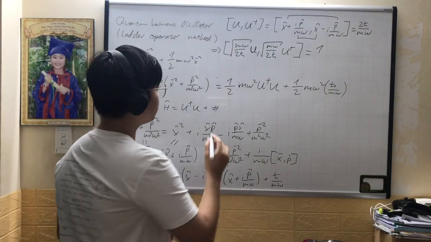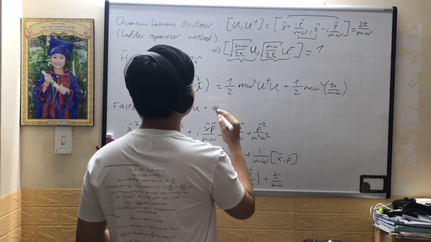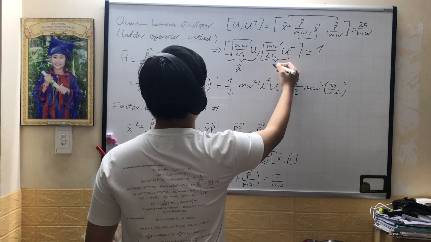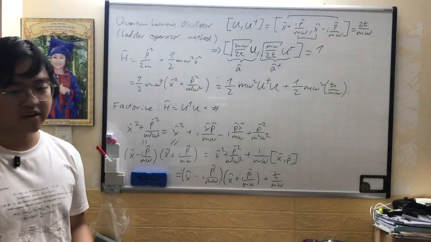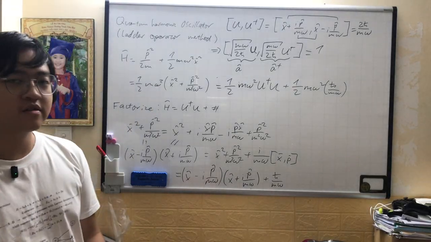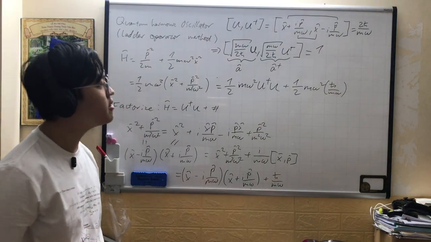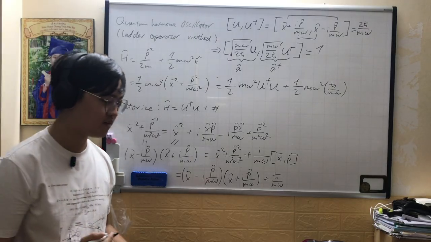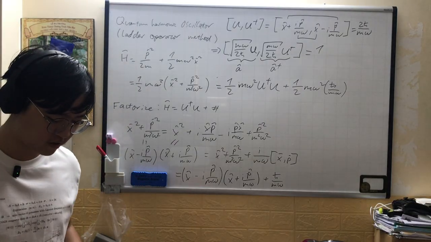And when you do that, this term and this term is called A hat, and this is A dagger. So these are called ladder operators, or a cooler name for them is the annihilation operator and the creation operator. So these will have some very interesting properties, as we will find out later on.